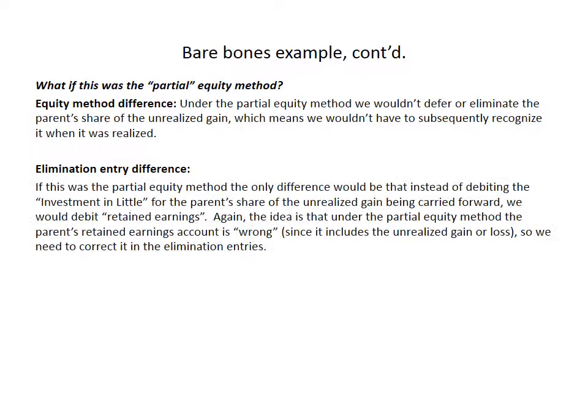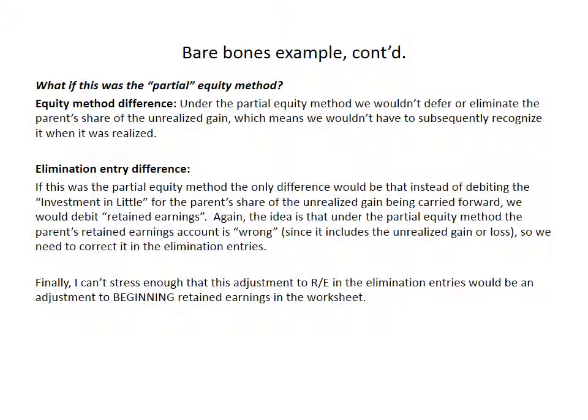As far as our elimination entries are concerned, if this was the partial equity method, the only difference would be that instead of debiting the investment in Little account for the parent's share of the unrealized gain being carried forward, we would debit retained earnings. The idea is that under the partial equity method, the parent didn't eliminate the unrealized gain, which means that their retained earnings, their income was wrong that year. They included an unrealized gain that shouldn't have been there, which means their retained earnings account is wrong. It includes that unrealized gain that shouldn't be there. So we need to correct that erroneous retained earnings balance in the elimination entries.